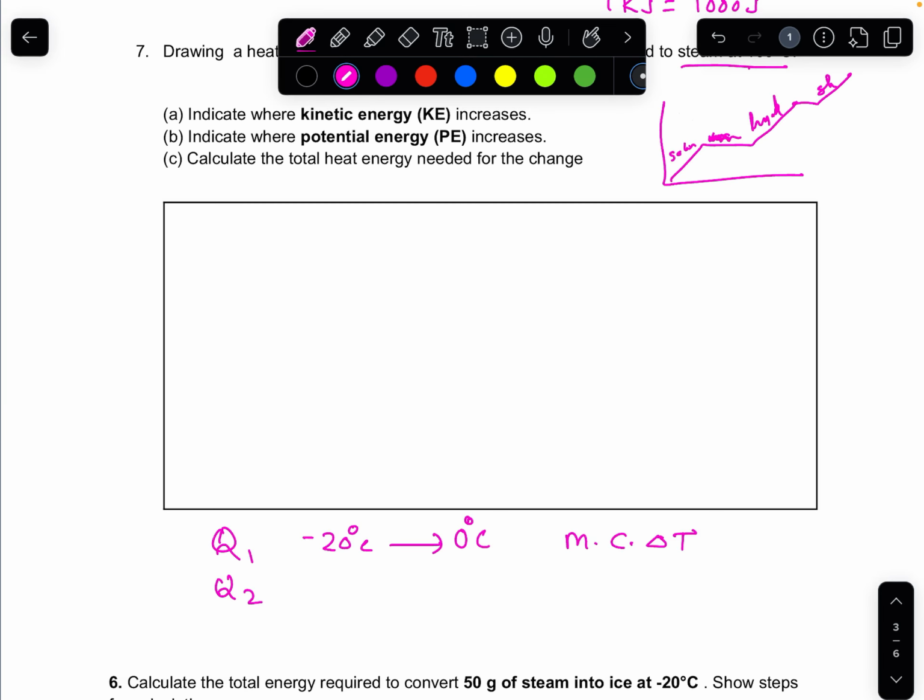Okay, then Q2, you reached 0 degrees Celsius ice, then you are converting into water at 0 degrees Celsius, which is called melting or fusion. Then you are going to use Q equal to m times delta H of fusion. Okay, use the formula sheet for finding the value, which is 334 kilojoule. Okay.